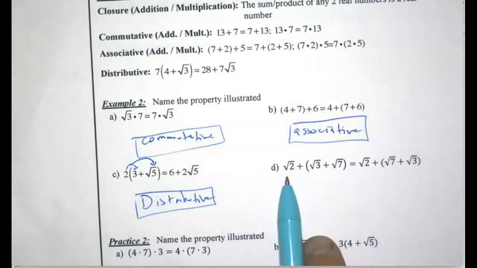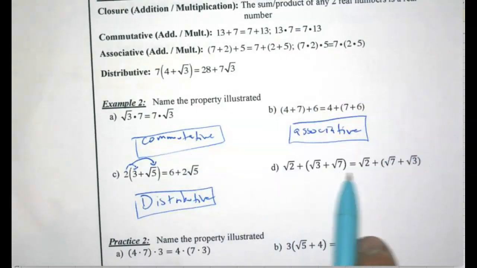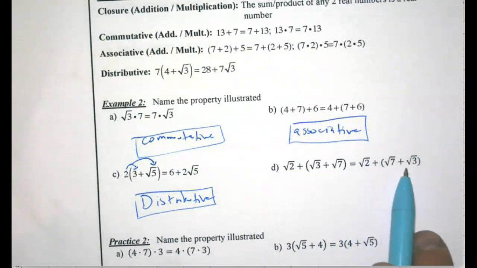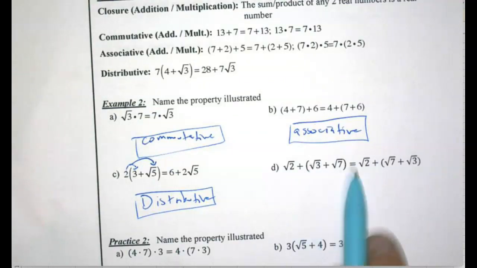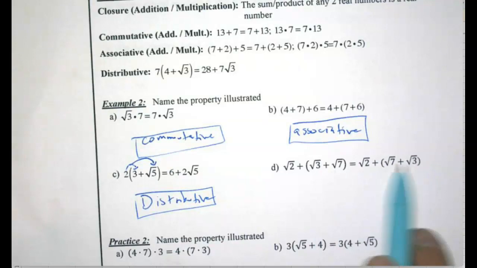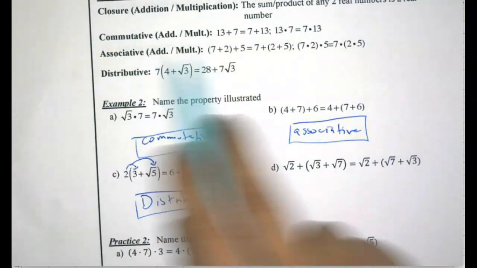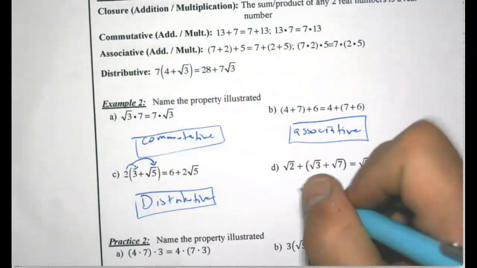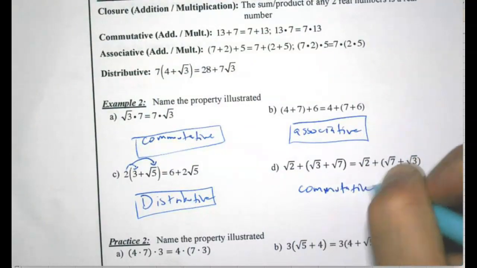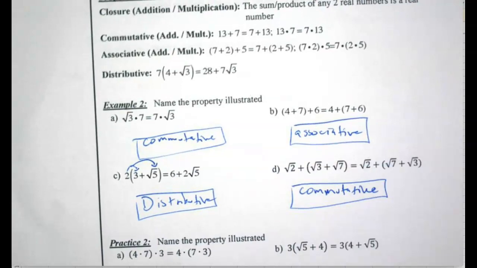This one right here, square root of 2 plus square root of 3 plus square root of 7, and then square root of 2 plus, notice they actually changed the order of the radicals here. The parentheses didn't move. The parentheses stayed in the same place, but the order of the radical 3 and the radical 7 changed, so that is commutative. Again, the parentheses didn't move, just the two values, so that's definitely commutative. It wasn't the parentheses that moved.